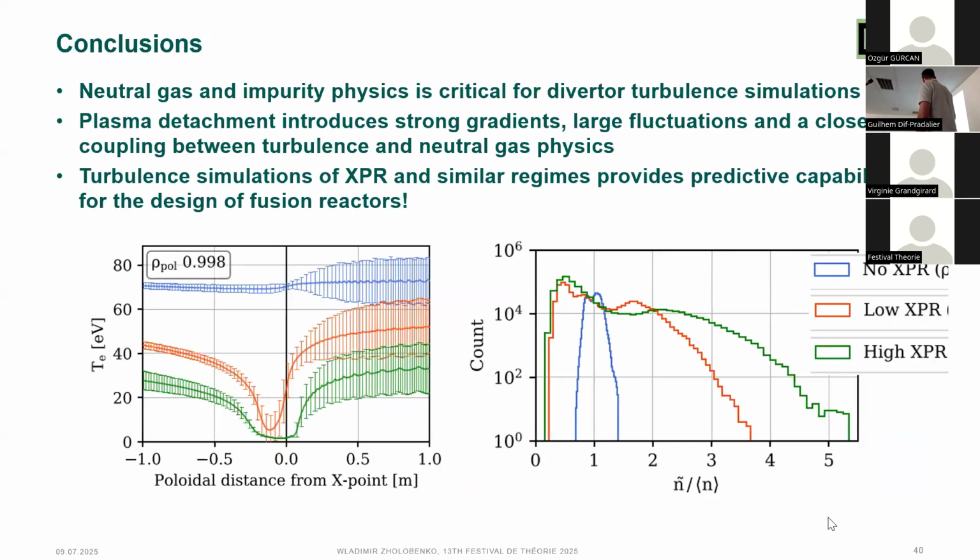And with this, I would like to conclude. So I hope that I've convinced you that neutral gas is essential for turbulent simulations in the edge and scrape-off layer, and particularly in detached conditions, as you would expect when the reaction rates are large and very important for the plasma. We get very strong gradients, we have high fluctuation amplitudes, and we have very strong interaction between all of these processes, the turbulence, the detachment, and the transport.